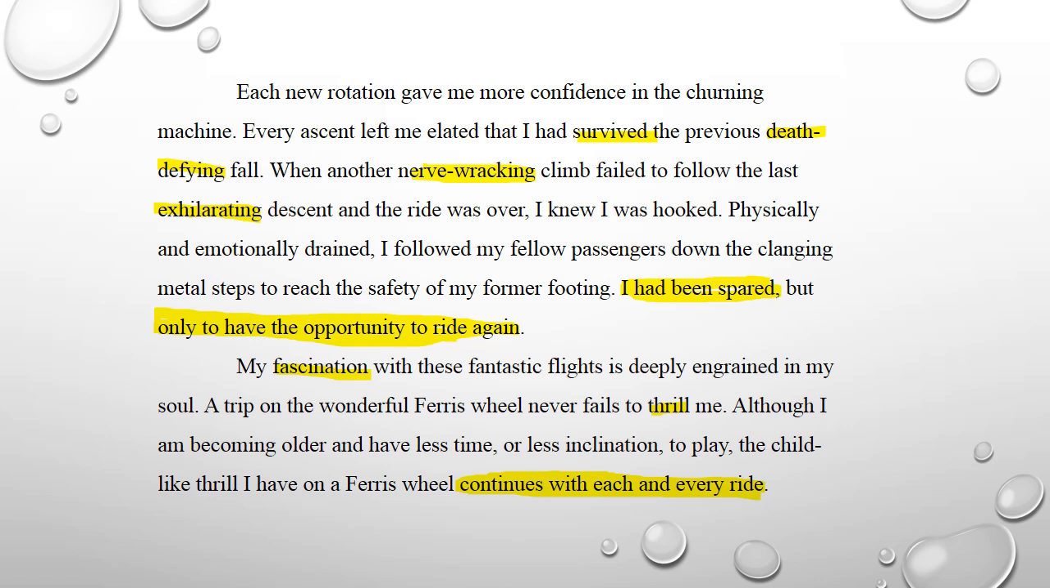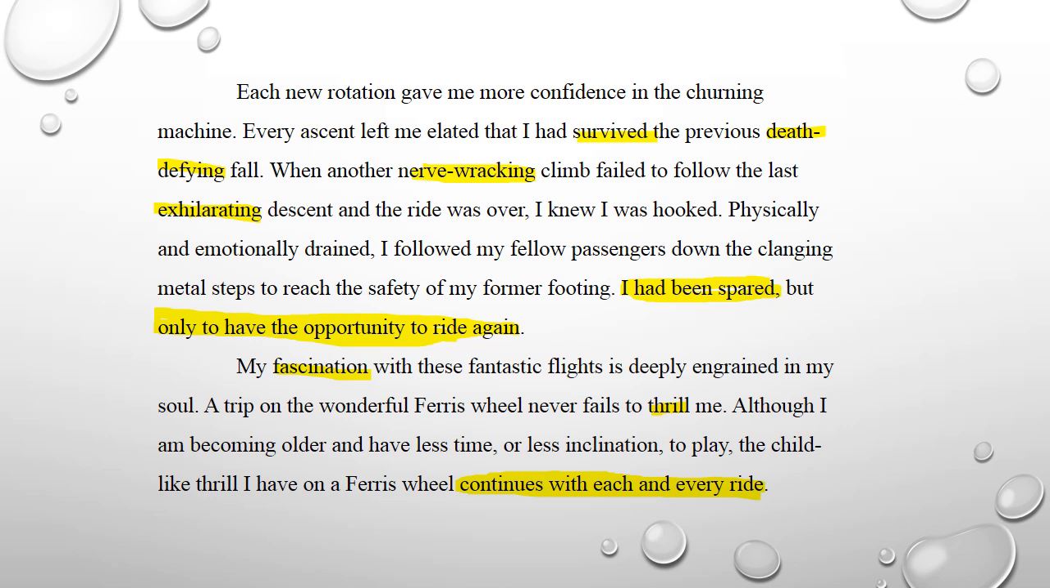So yeah, and then his last paragraph is a short paragraph. I'm not crazy about these little short paragraphs like this, but I guess it works because he does restate his thesis. My fascination with these fantastic flights is deeply ingrained in my soul. A trip on the wonderful Ferris wheel never fails to thrill me. Although I am becoming older and have less time or less inclination to play, the childlike thrill I have on Ferris wheels, of course, continues with each and every ride, which means he keeps going back for more.